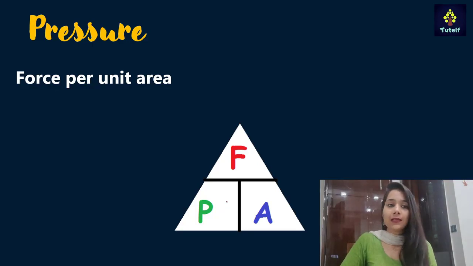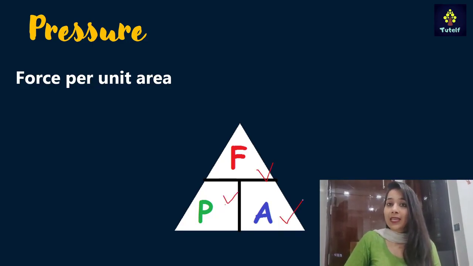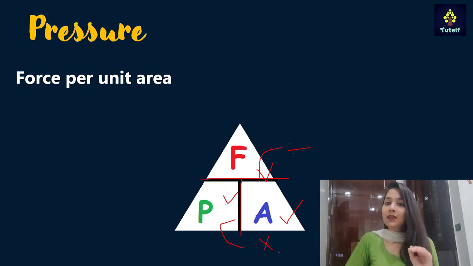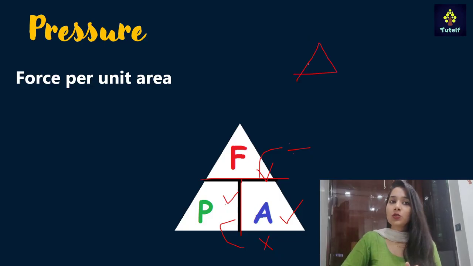After making this triangle, I'll write P, F, and A. After I've written all the initials, I'll separate them using lines. I've drawn a horizontal line and a vertical line. The horizontal line represents my division sign, and the vertical line represents my multiplication sign. This is the thing that you have to remember: draw a triangle, write P, F, A here, and then separate each one.